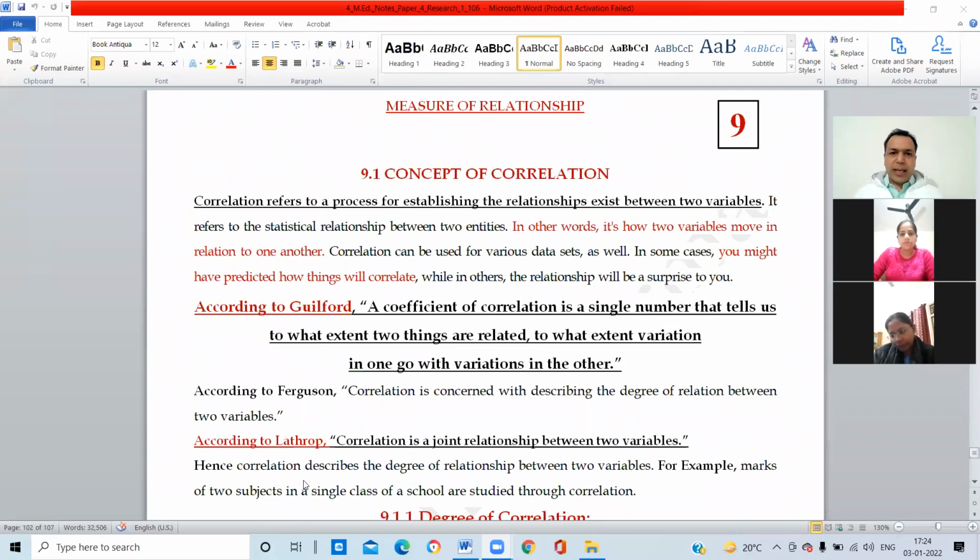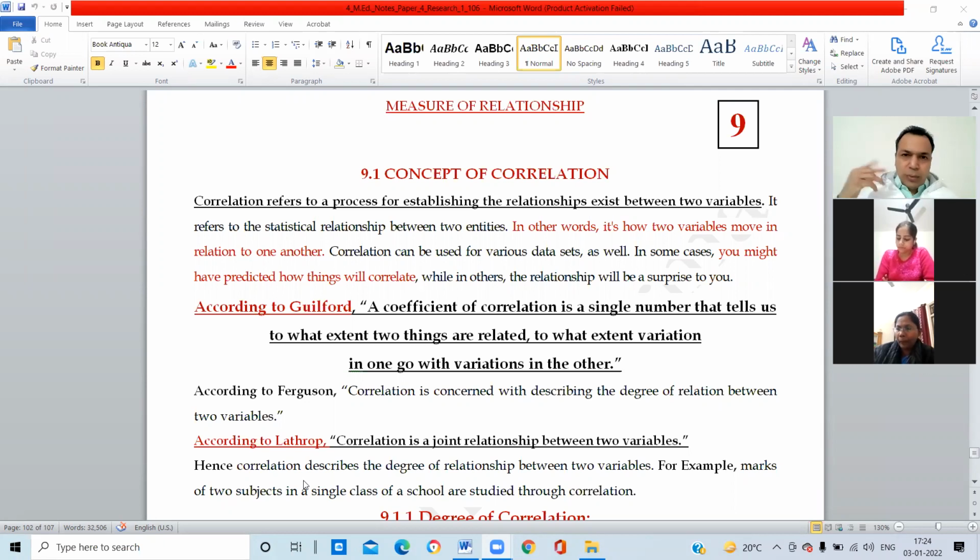Well, students, today I'm going to discuss another important topic of statistics, which is measure of relationship, right? The concept of correlation. Under this topic, we will discuss the correlation methods. What are the types of correlation methods? First of all, what is the meaning of correlation? And what are the types of correlation?